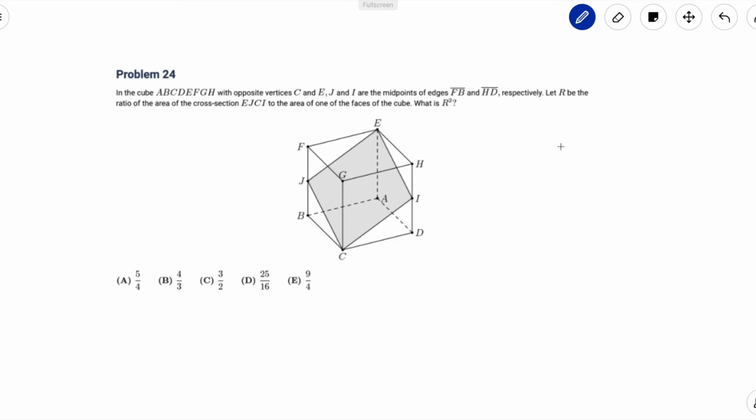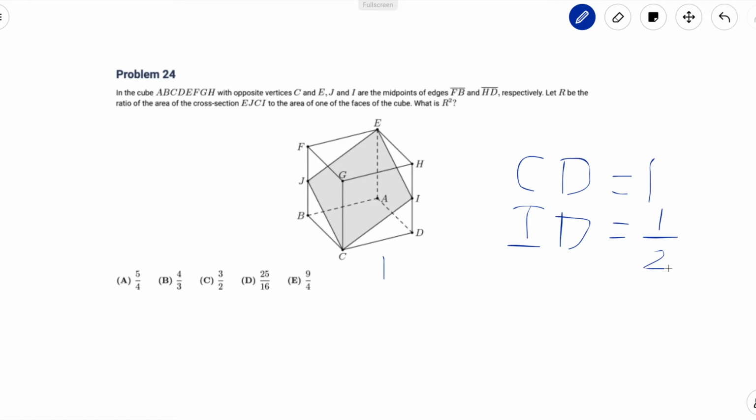So for the sake of simplicity, since it doesn't give us any side lengths, let's just let CD equal 1. So let's just draw that on our diagram here. Since CD equals 1, and I is a midpoint of side HD, which also has length 1 because it's a cube, that means ID equals 1/2.